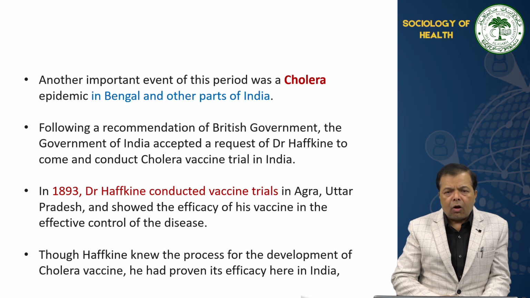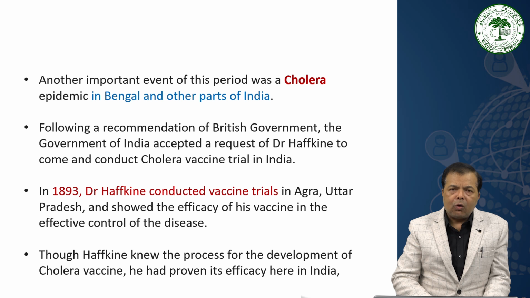Another important event of this period was a cholera epidemic in Bengal and other parts of India. So, cholera is one of the very serious challenges, and it was again an epidemic. We have seen the instances of cholera globally, and that was causing huge mortalities. Following a recommendation of the British government, the government of India accepted a request of Dr. Haffkine to come and conduct a cholera vaccine trial in India.